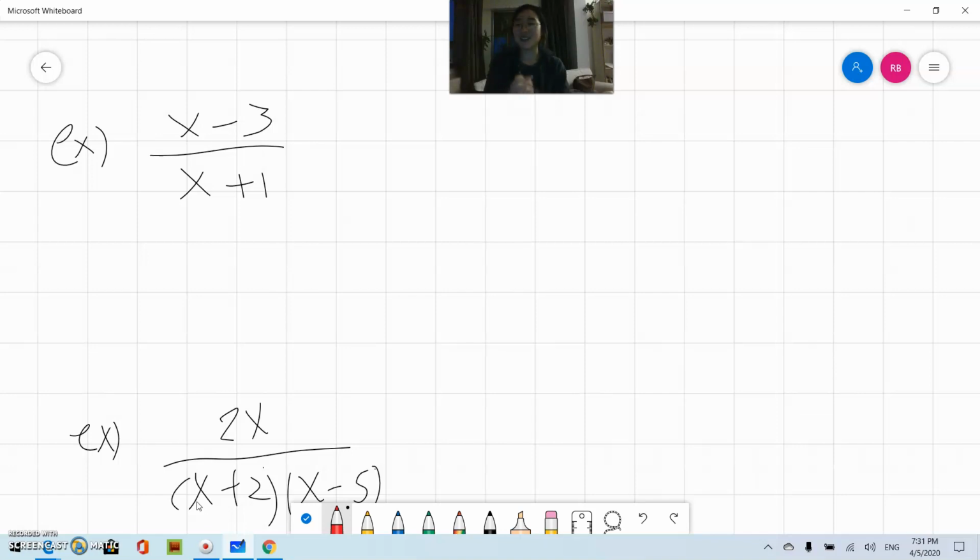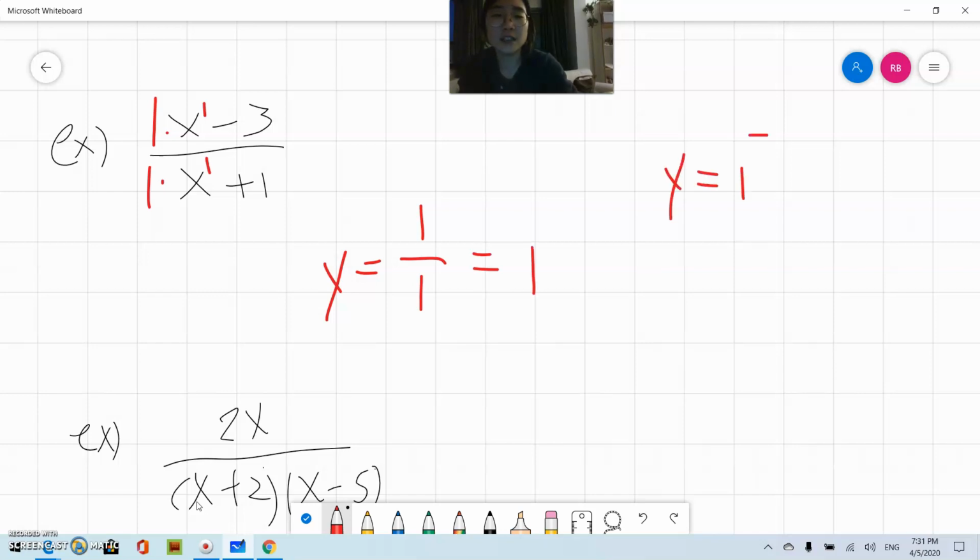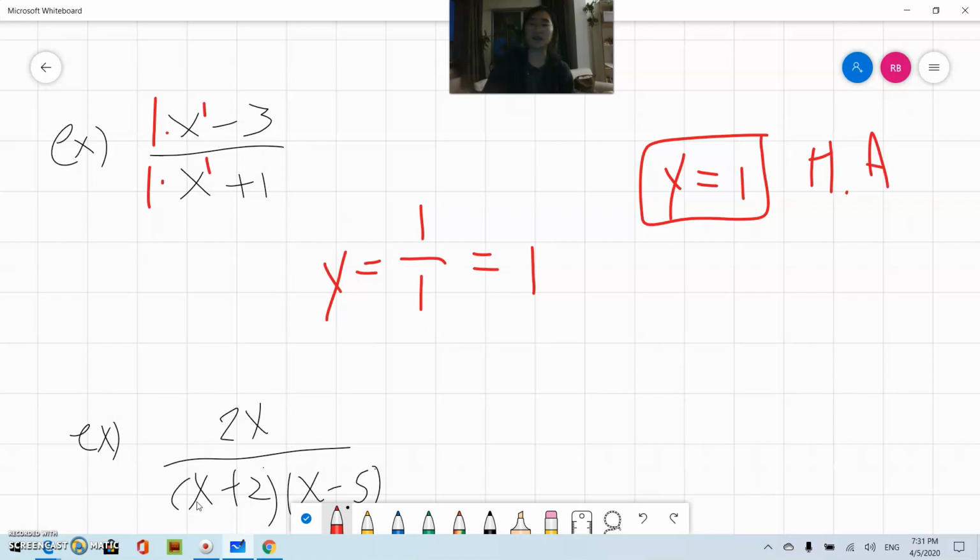Now they are the same, right? The degree is the same because they're both 1. So then remember, you have to look at the leading coefficient, and the leading coefficient of the numerator is 1, and the leading coefficient of the denominator is also 1. So y equals 1 is your horizontal asymptote. Finally something different, yeah? Okay.